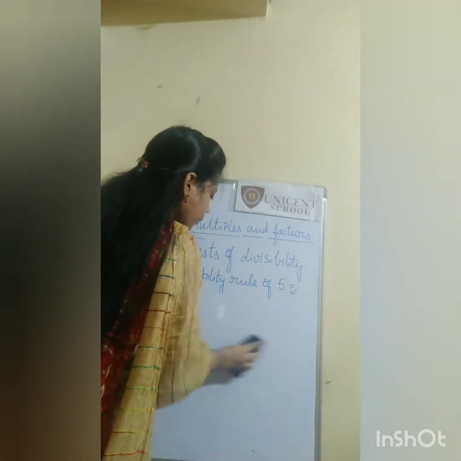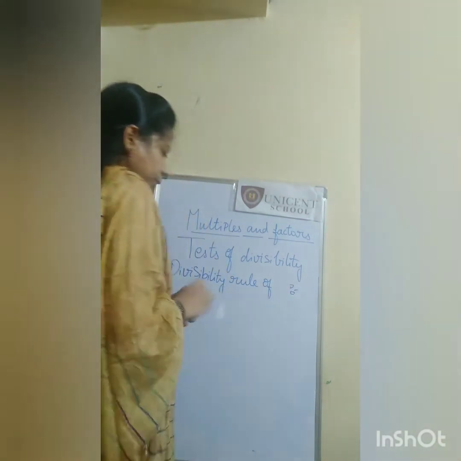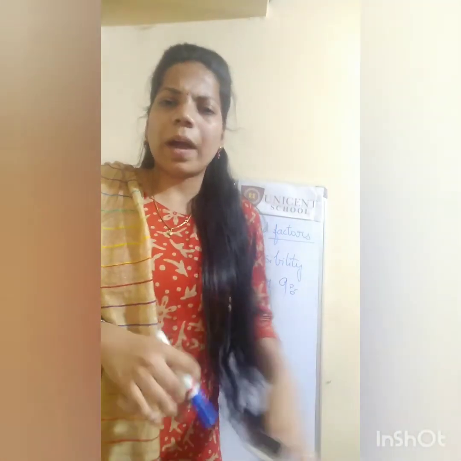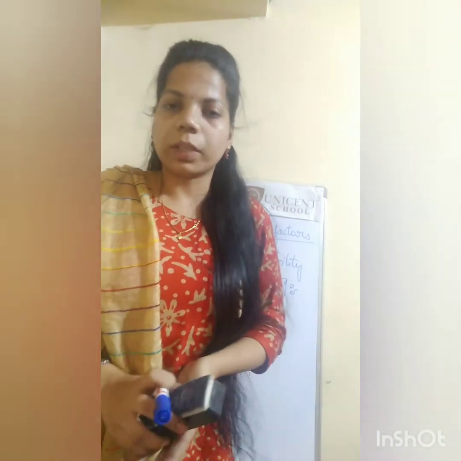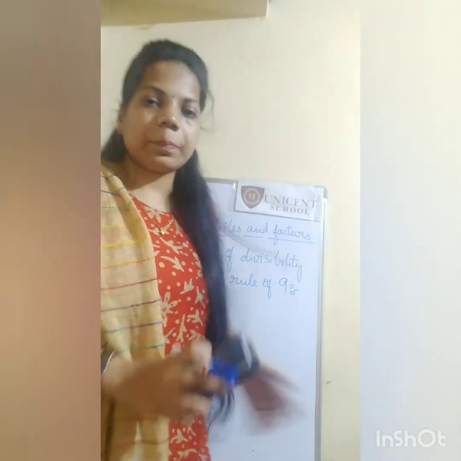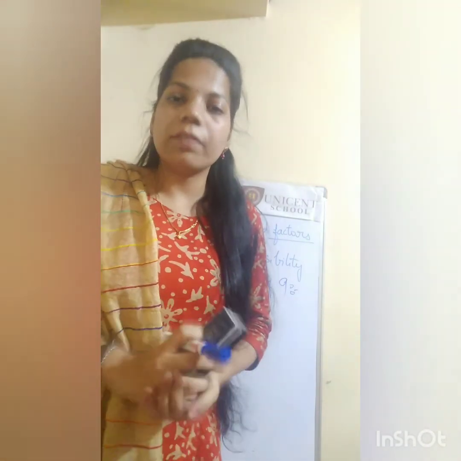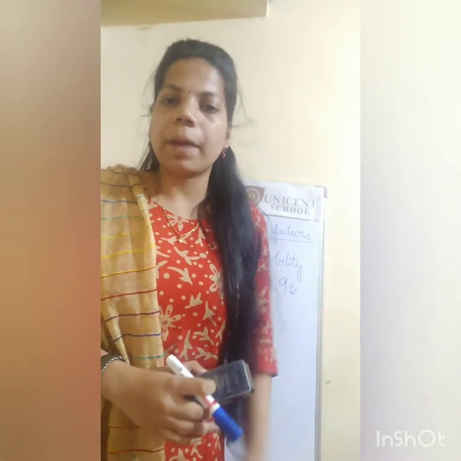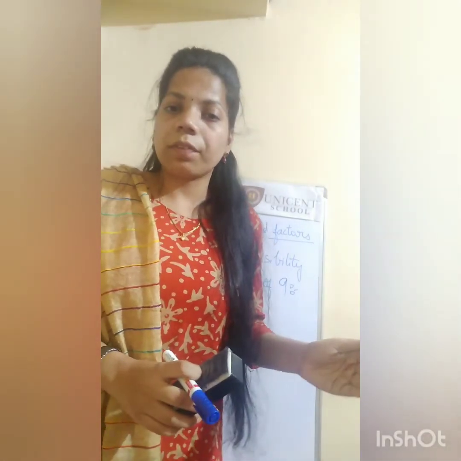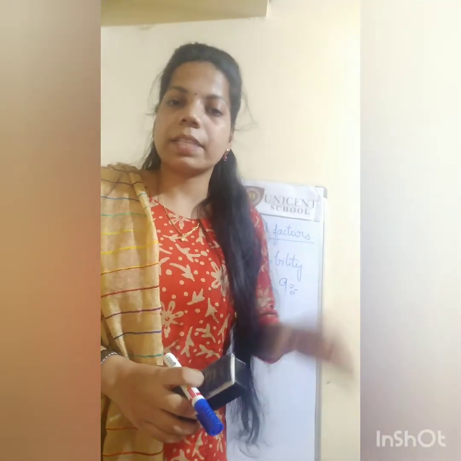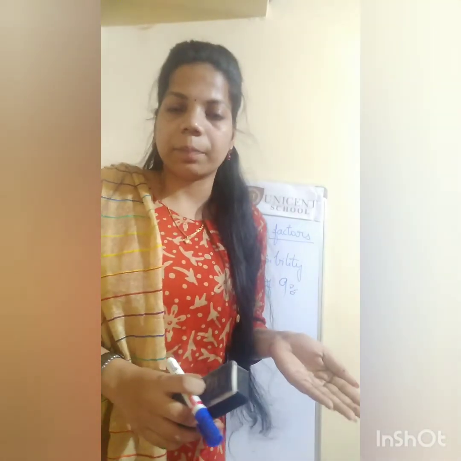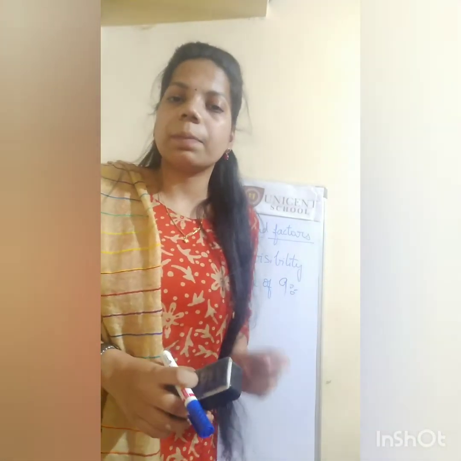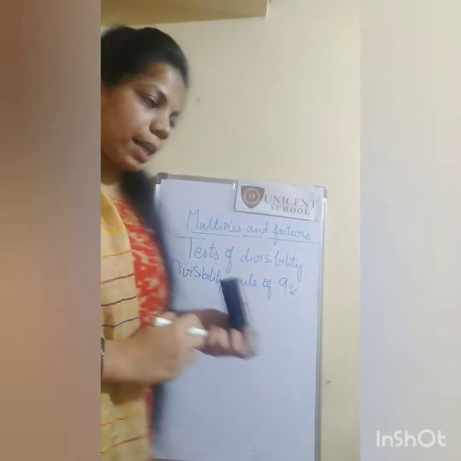Divisibility rule of 9. It is quite similar to the divisibility rule of 3. If the sum of the digits of the given number is divisible by 9, then the given number is divisible by 9. What is the divisibility rule of 3? If the sum of the digits of the given number is divisible by 3, then the given number is divisible by 3. But here, the divisibility rule of 9 is that the sum of the digits should be divisible by 9. Let us see some examples.